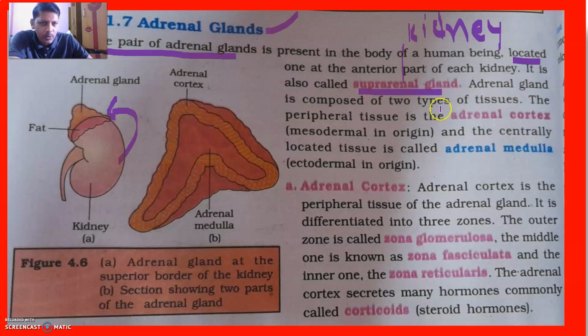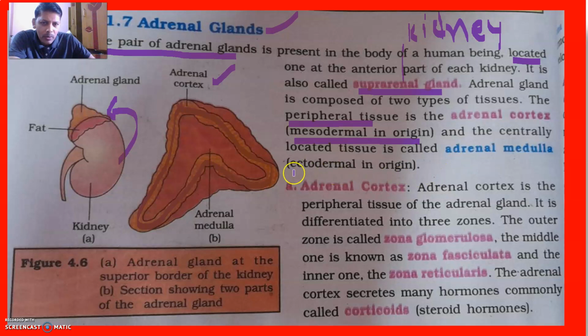The adrenal gland is composed of two types of tissues. The peripheral tissue, which you can see here, is located outside and is called the adrenal cortex, which is mesodermal in origin. Very important one, mesodermal in origin.